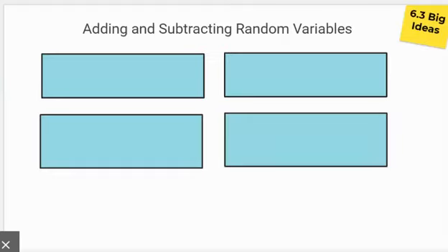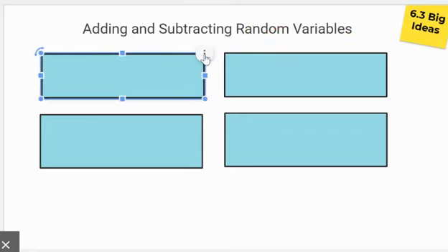Hey everyone, in this video we're going to be looking at the big ideas for section 6.3. In this lesson we were looking at adding and subtracting random variables. There are some rules that go along with adding and subtracting random variables that we have to know.